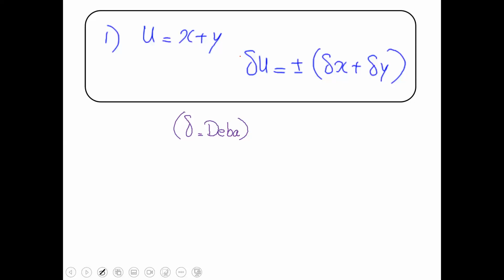If u is equal to x plus y, then delta u will be equal to plus minus delta x plus delta y. If you add two numbers, their uncertainties are also added. Okay. You have to copy this.